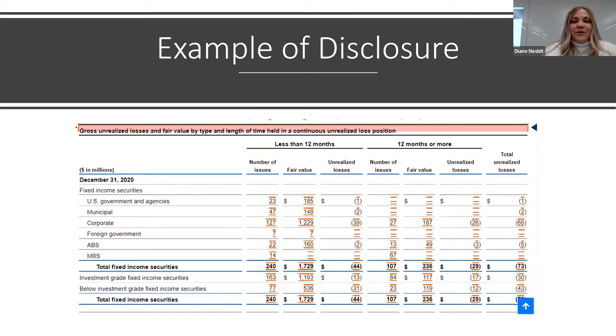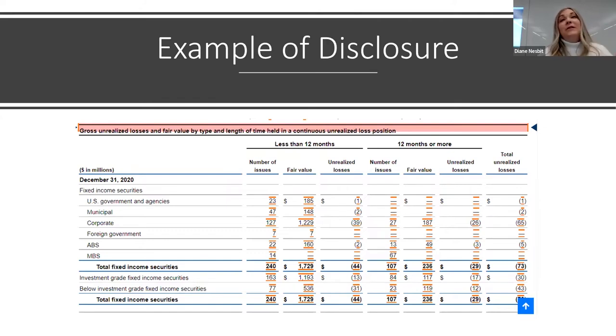And then here we're looking at the gross unrealized losses and fair value by type and length of time held in a continuous unrealized loss position. Full disclosure, this is one of my least favorite footnotes. It is a lot of data you have to keep, and you have to keep data for at least 2 years to do it. So this one's my least favorite. If you guys were ever going to quiz me, this one's my least favorite. It's a lot of work.